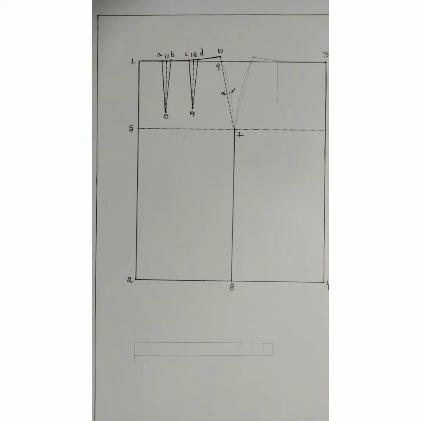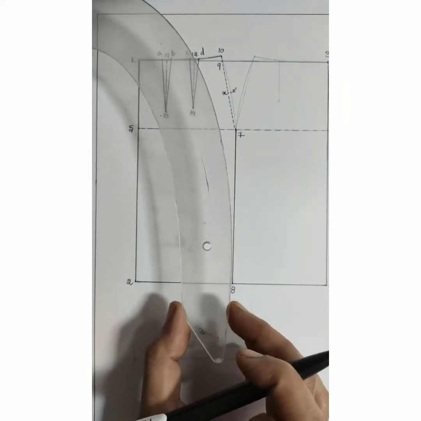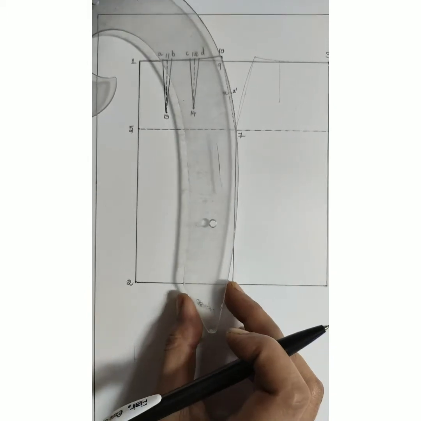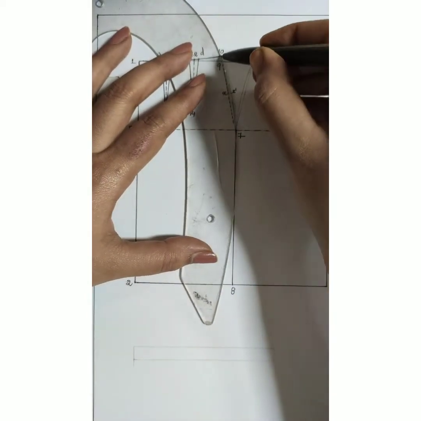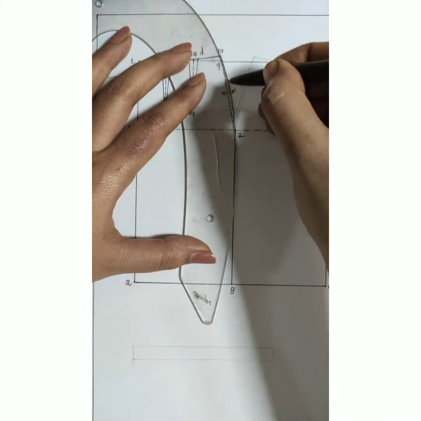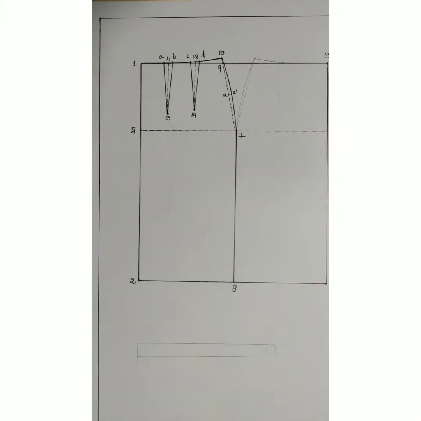Now using a French curve, join 10, X dash and 7 with a smooth curve for the waist to hip curve. So you have to place your French curve like this, and then join 10, X dash and 7 with a smooth curve for the waist to hip curve. So this is the back draft of the tailored skirt block.